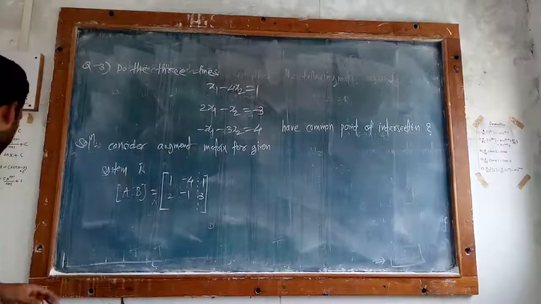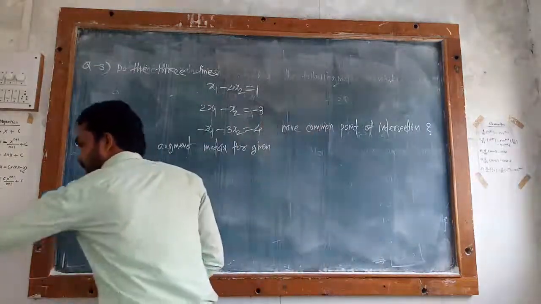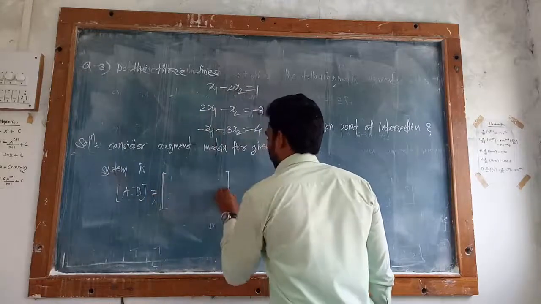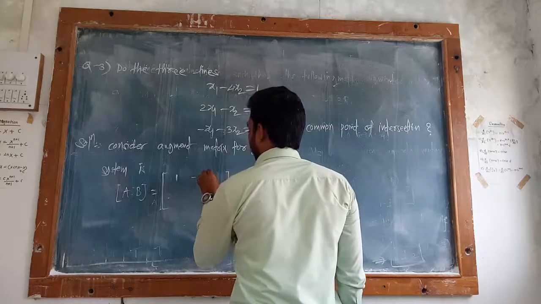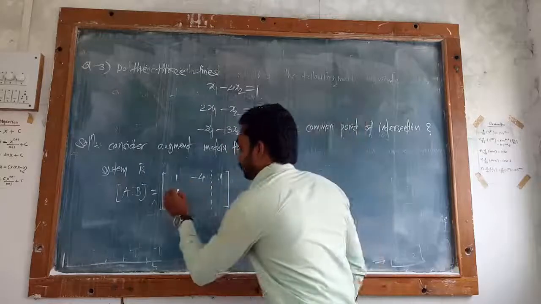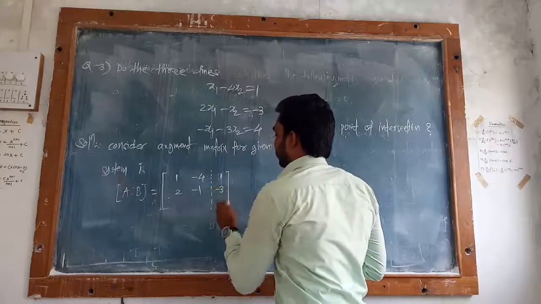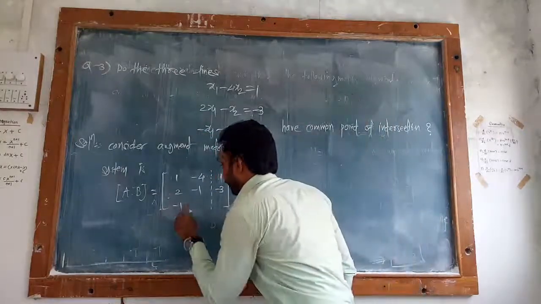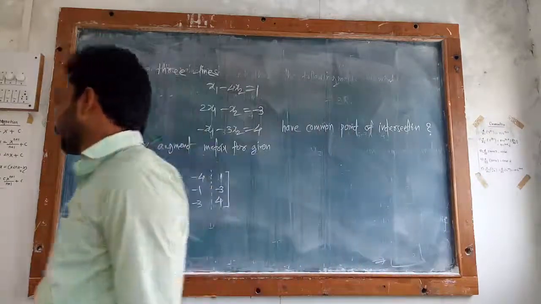What is your last, third row? So I will write it down. Then all these will be 0. What is your first row? First row becomes 1 minus 4 and plus 1. Second row becomes 2 minus 1, and minus 3. The third one becomes minus 1 minus 3 4, right? Minus 1 minus 3 and 4. Okay. This is your augmented matrix.